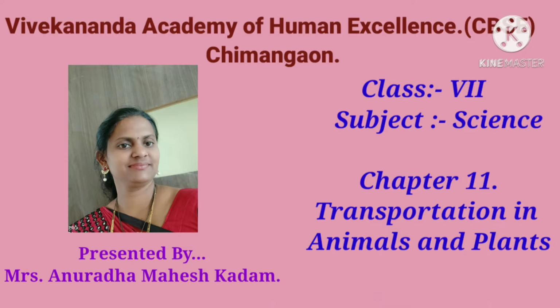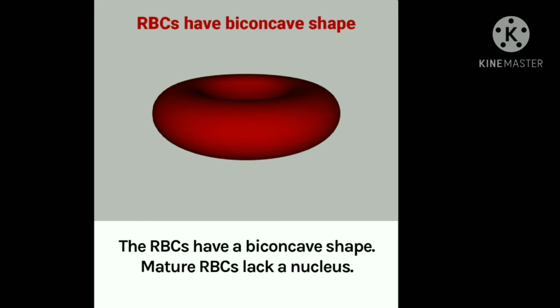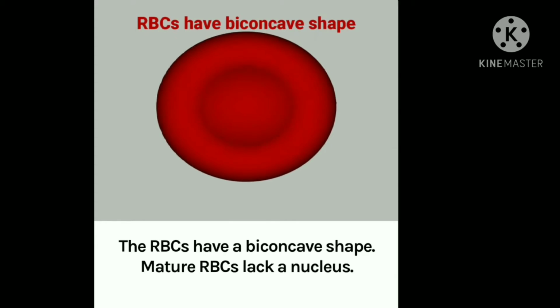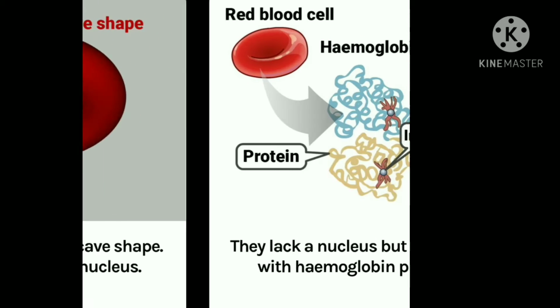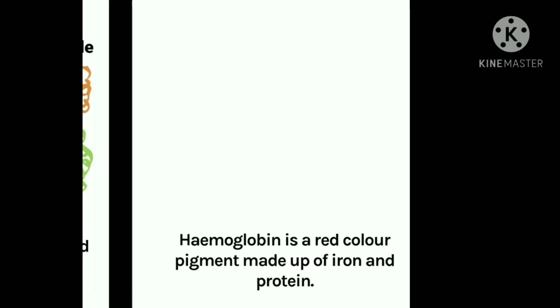The RBCs, meaning the red blood cells, have a biconcave shape. Mature RBCs lack a nucleus. So just see, the red blood cell contains protein and iron atoms. They lack a nucleus but are packed with the hemoglobin pigment. As you are aware, why is there a need for hemoglobin? Hemoglobin carries or absorbs oxygen, which is important in cellular respiration.